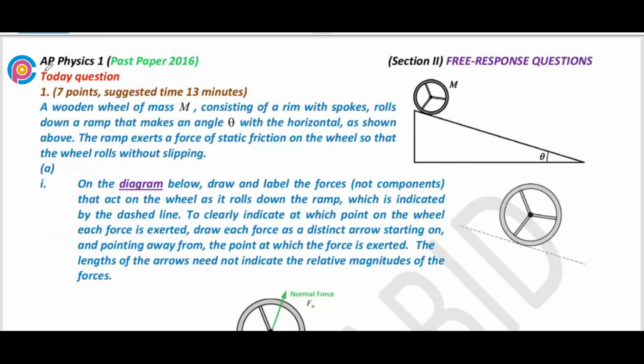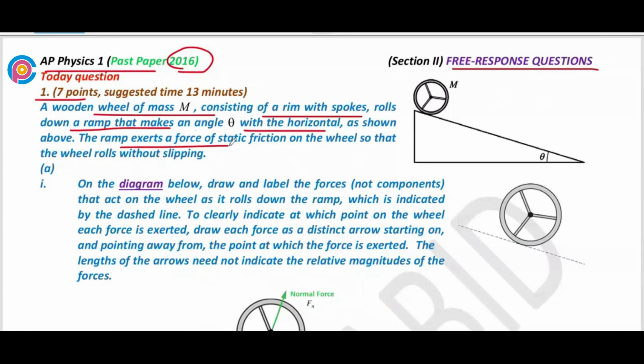Hi, we have the AP Physics 1 past paper 2016. We are discussing the free response question section. Question 1 in this paper: a wooden wheel of mass m, consisting of a rim with spokes, rolls down a ramp making an angle theta with the horizontal, as shown in the figure. The ramp exerts a force of static friction on the wheel so that the wheel rolls without slipping.